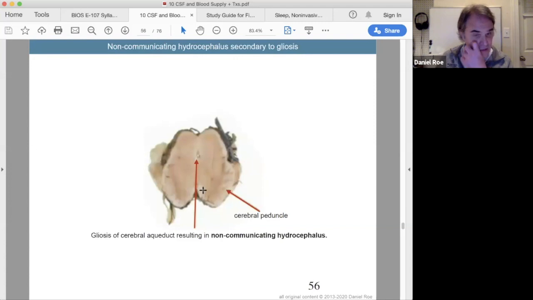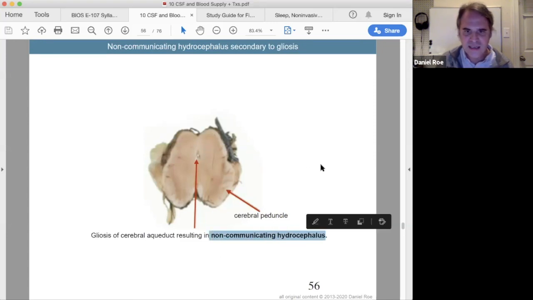Here's a gliosis of the cerebral aqueduct. It should be much larger than that. So it's been narrowed, or we call that a stenosis. You could call it a narrowing of the cerebral aqueduct. That's resulting in a non-communicating hydrocephalus.